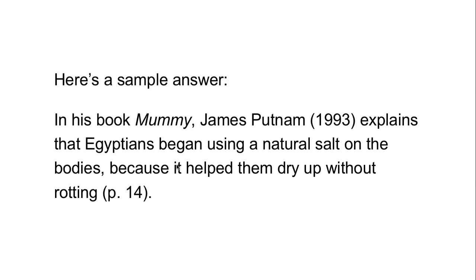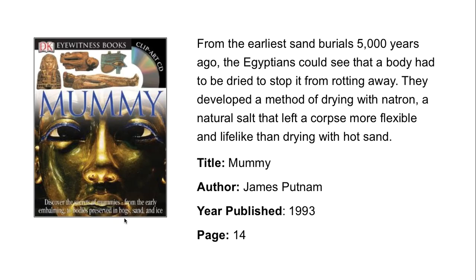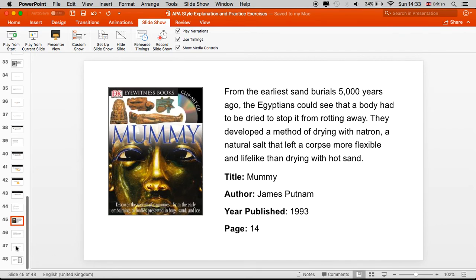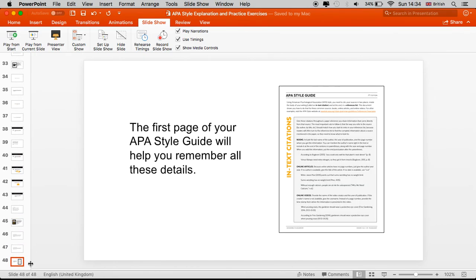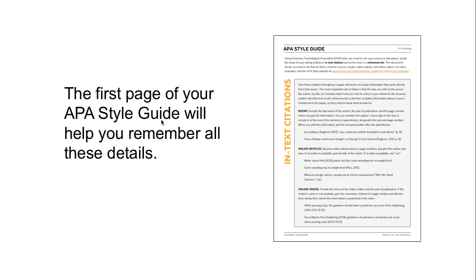Okay. So here's a sample answer. In his book, Mummy, James Putnam, 1993, explains that Egyptians began using a natural salt on the bodies because it helped them dry up without rotting. Page 14. So we see that this is paraphrased from the original. So with your group mates, pause this video and give it a go. And remember, your style guide will help you remember all these details. We'll be checking your answers as you write them.